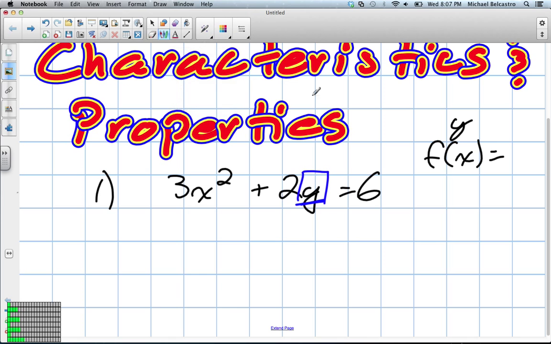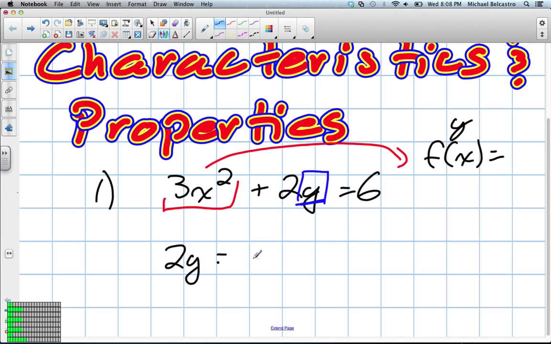In order to tell what to move and what not to move, if there's an addition or subtraction sign between things, that makes them separate terms. So this is a term, this is a term, and this is a term. So essentially we have three terms right now. Because we want y by itself, we want to move this term to the other side of the equation to start. So we're going to take this term, 3x squared, move it over. So then we're left with 2y is equal to 6 minus 3x squared.